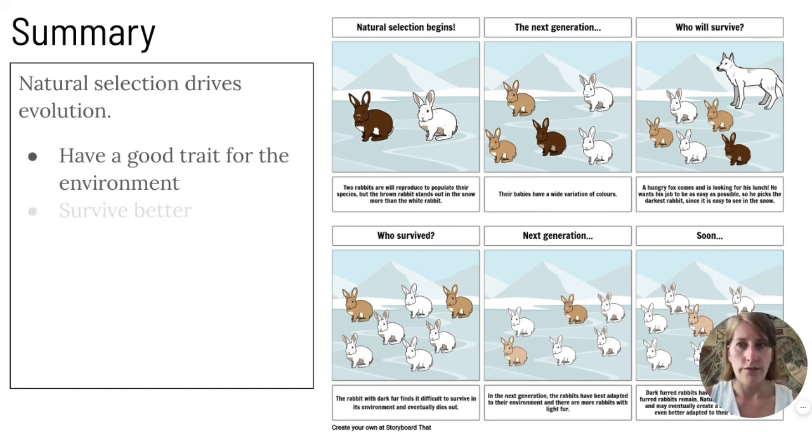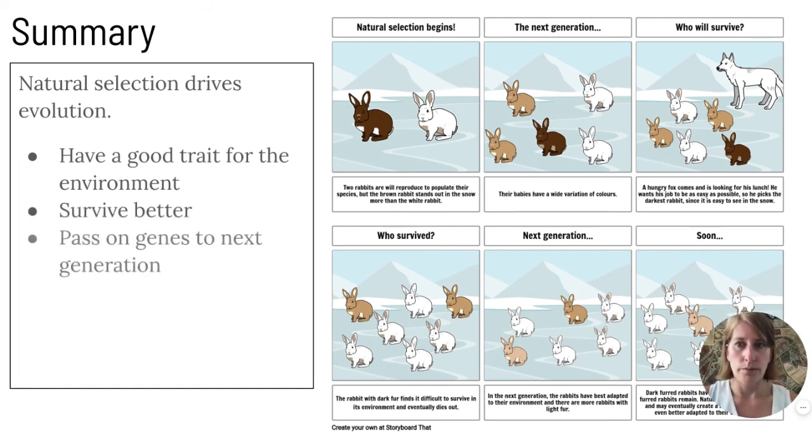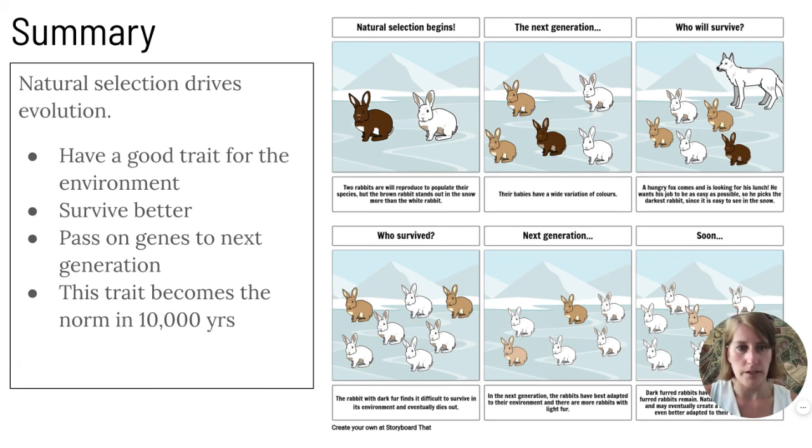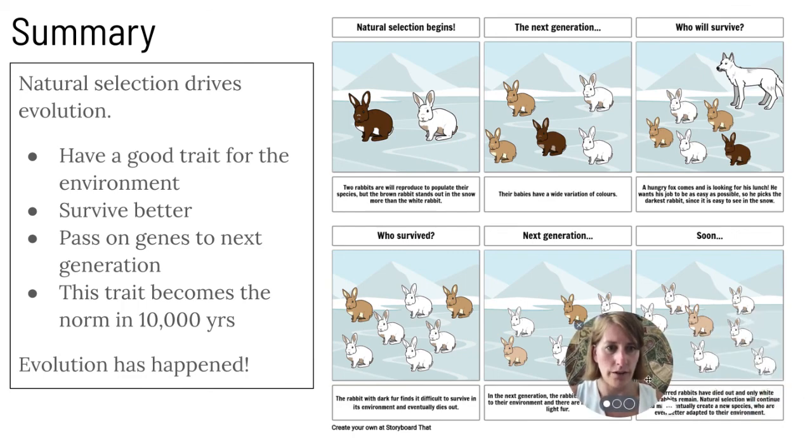Okay, so to summarize here, natural selection drives evolution. You have a good trait for the environment, you survive better, you reproduce more and more often, and so your babies have all of your genes, and this trait becomes the norm over a long period of time, maybe 10,000 years. And then evolution has happened. Fantastic. That is all for 5.2.